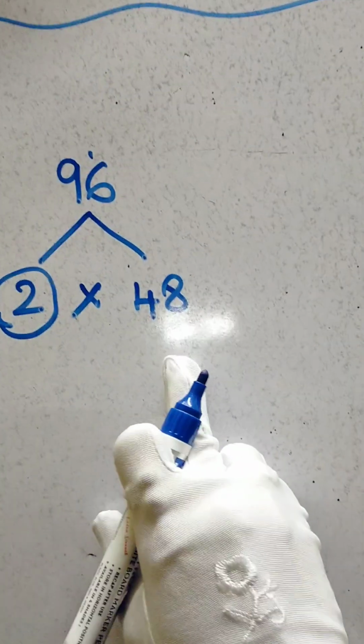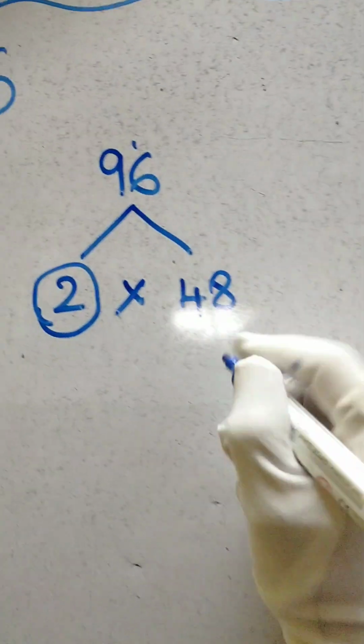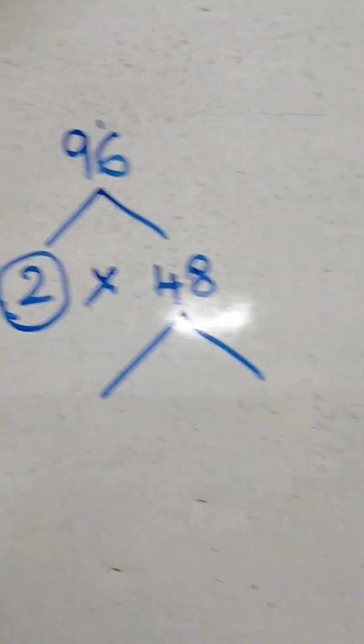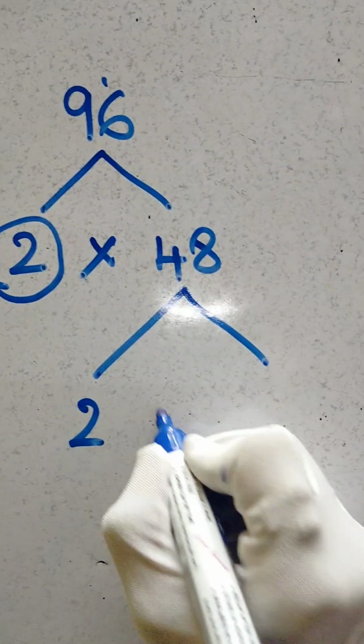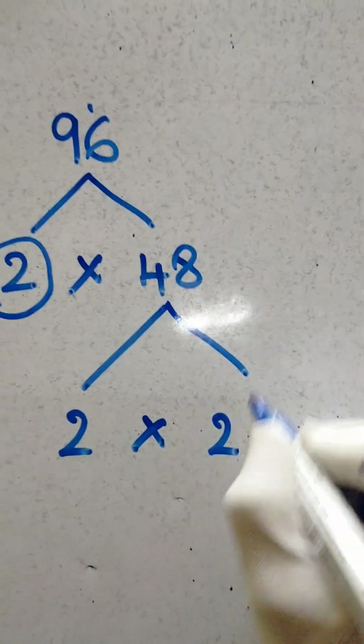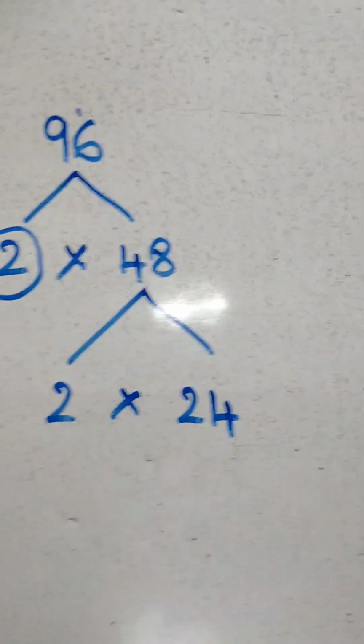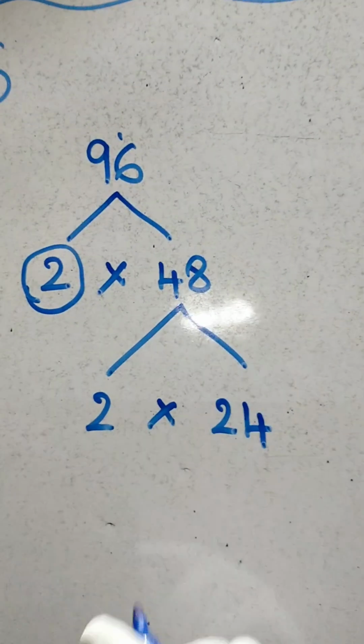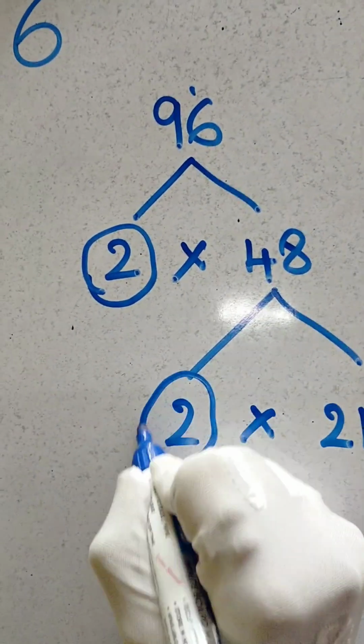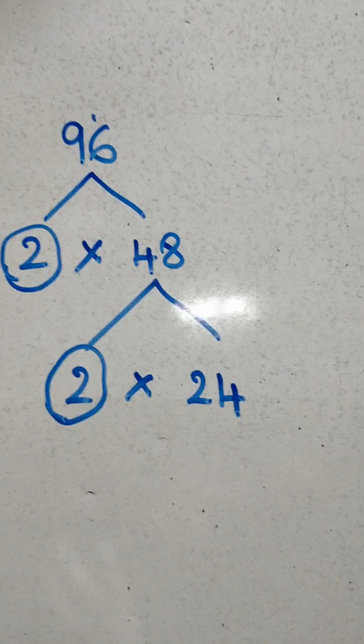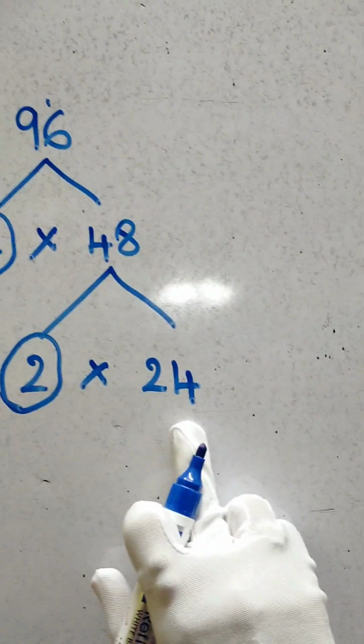Okay, next 48. 48 is a composite number. We can factorize it further. So again we can take it in the 2 table. Okay, 2 twos are 4, 2 fours are 8. Yes, 2 into 24 is 48. Okay, so 2 we cannot factorize further. It's a prime number, so we'll circle it. It ends here. But 24 we can factorize it.